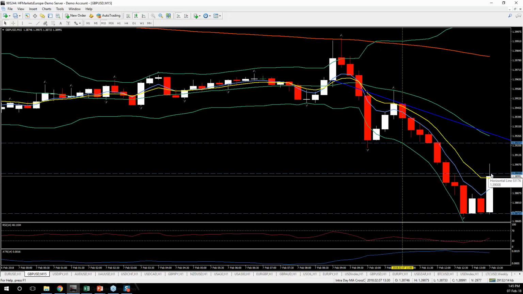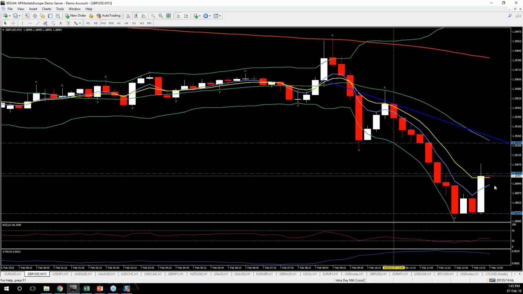So let's see how this closes. It should be closing now. Yeah, so we've closed just above it. So we could expect some sort of retrace in the next 15 minutes, but that's an indicator, perhaps, that this floor has now been formed.